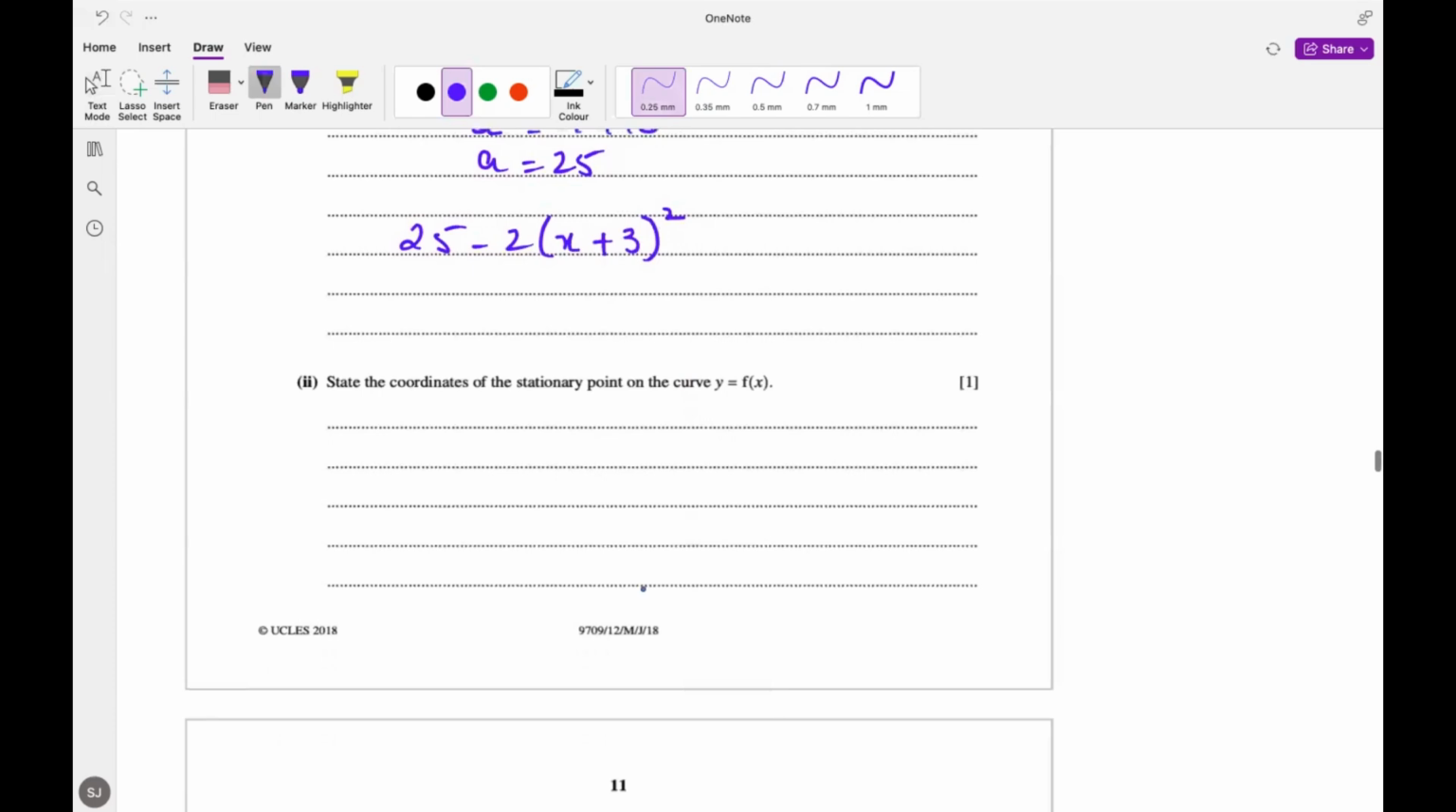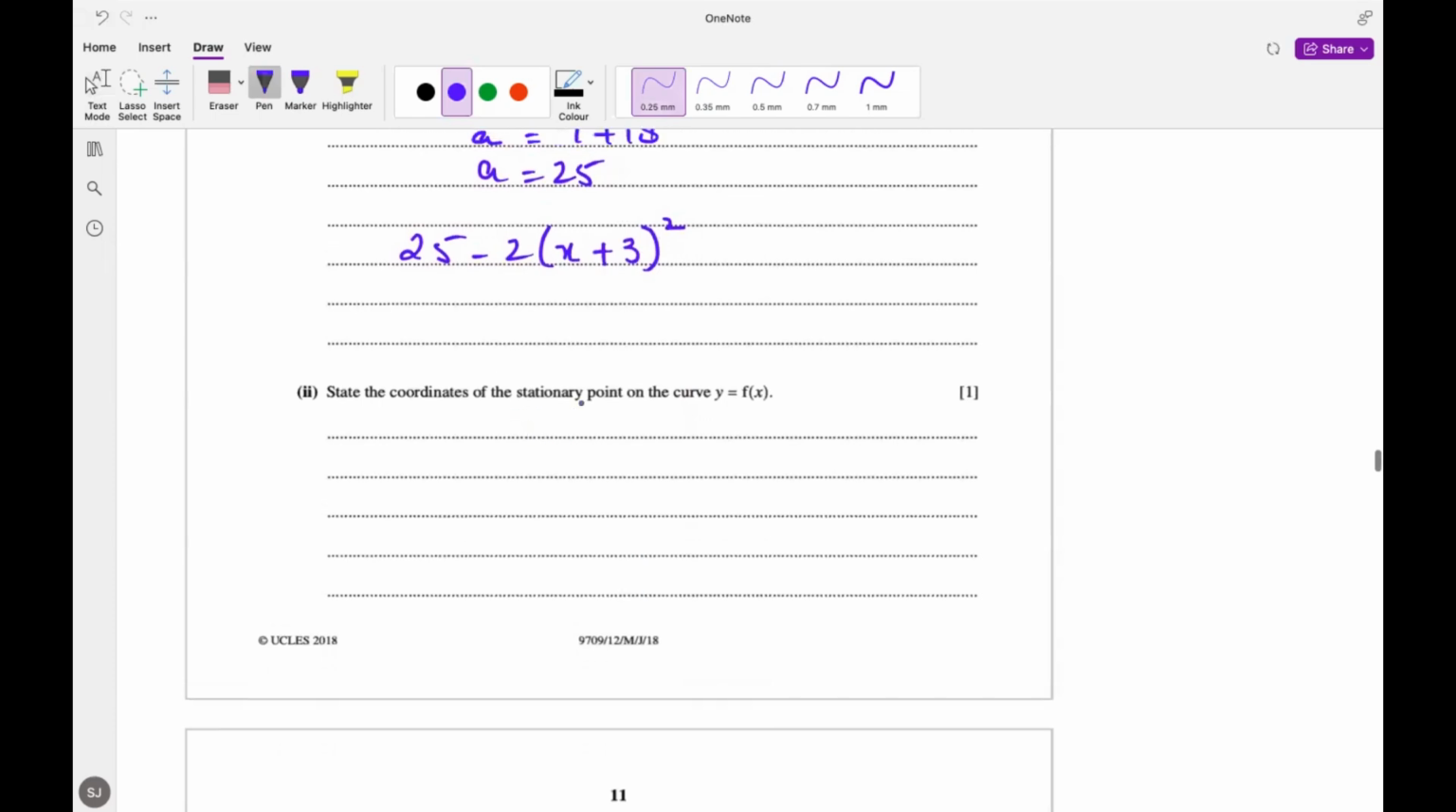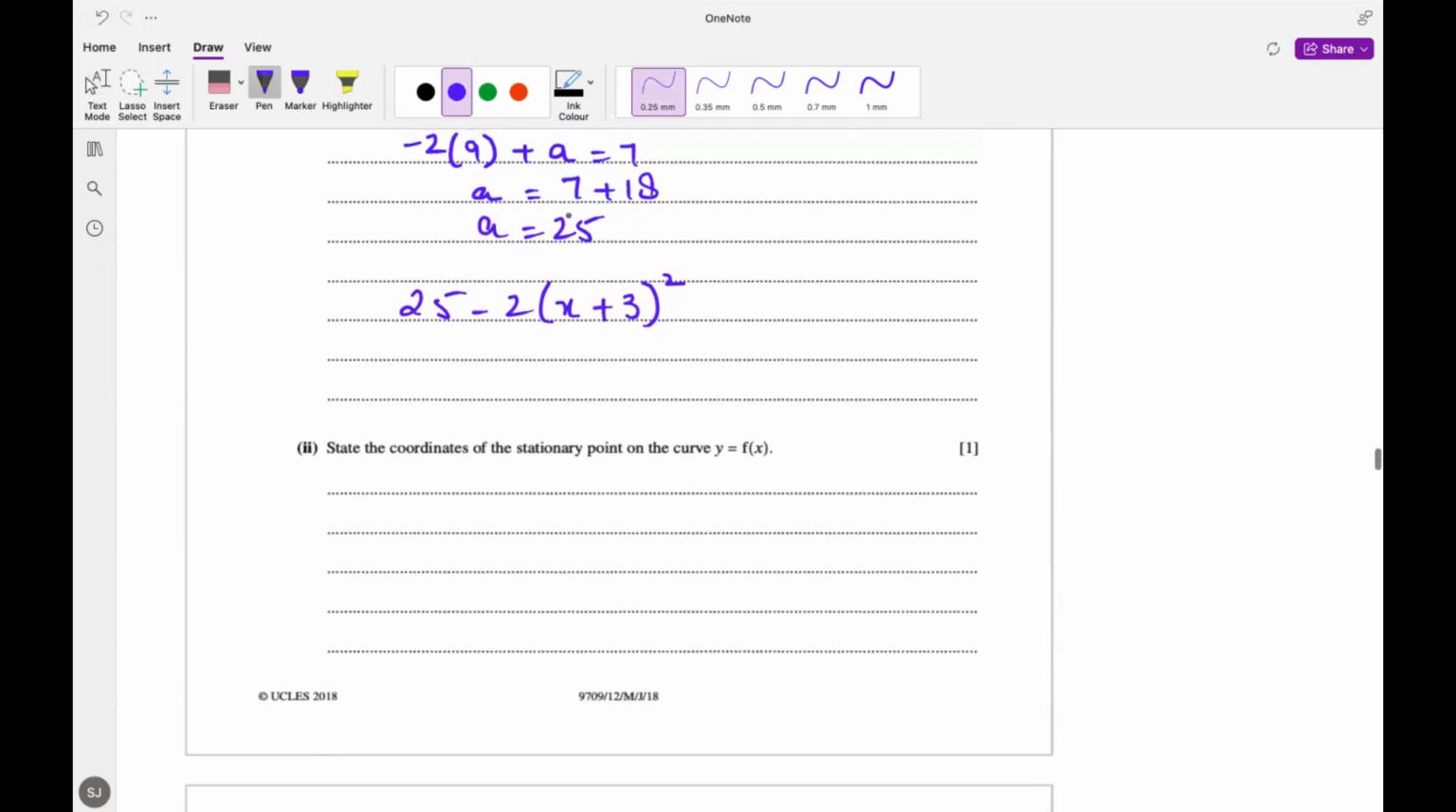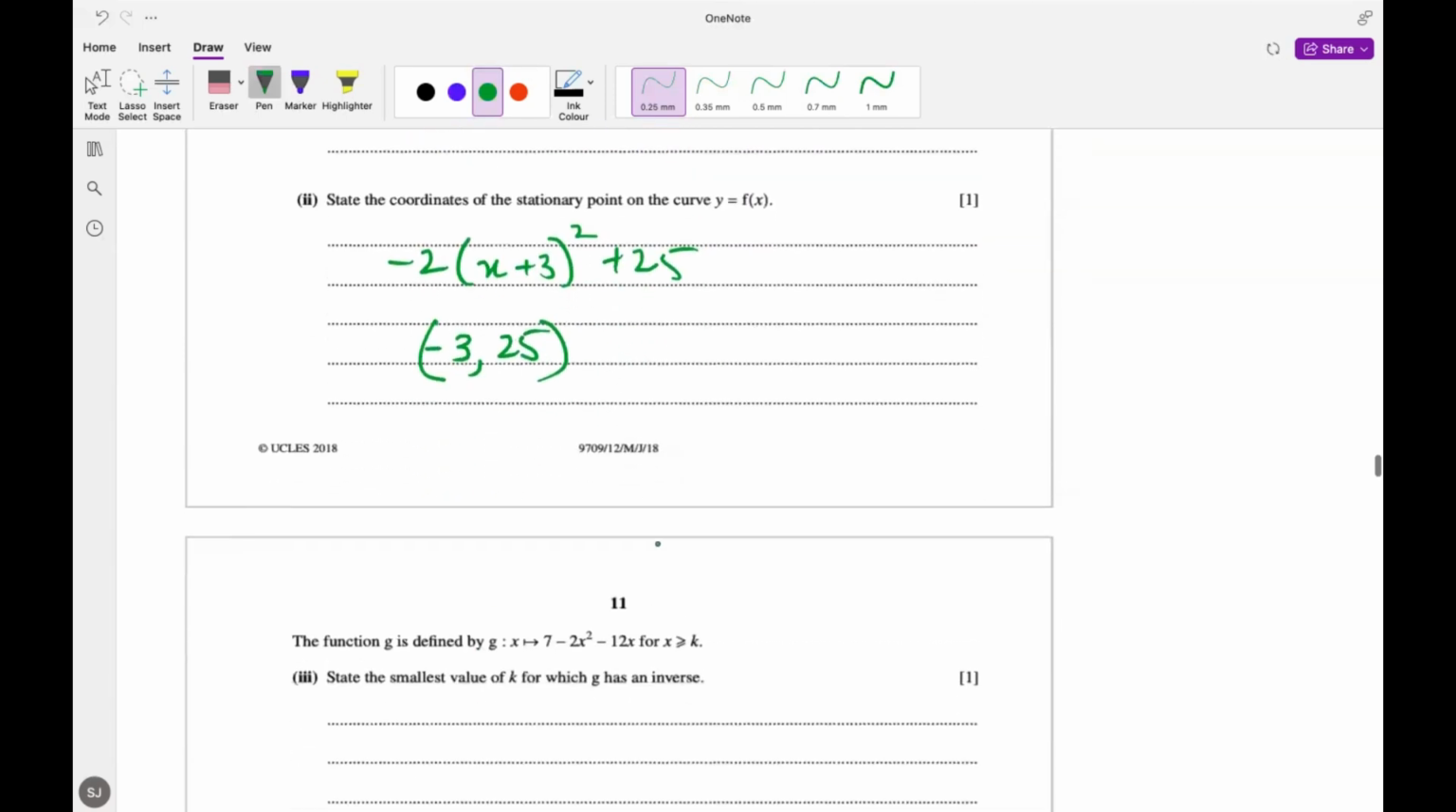In part 2, it is asking us to find the coordinates of the stationary point on the curve. The stationary points are basically the turning points, which from the first expression, we know that if we have an expression of this form, we can write it as minus 2 into x plus 3 whole squared plus 25, where this x plus 3, so the x coordinate will be minus 3, and y equals 25 will be the coordinates of the turning point, which is also a stationary point.